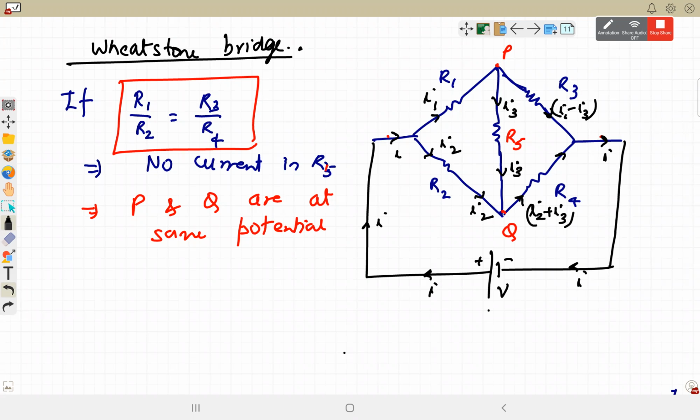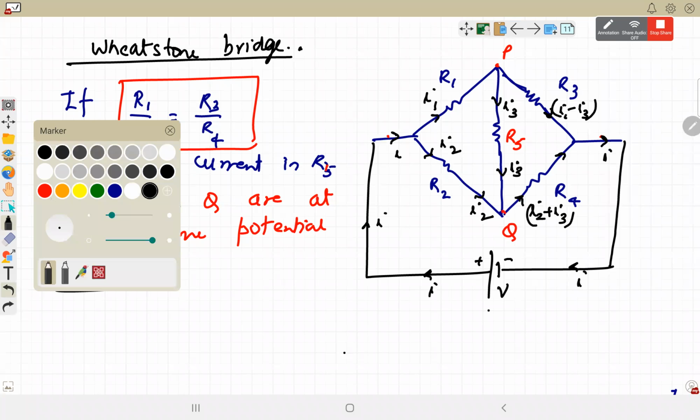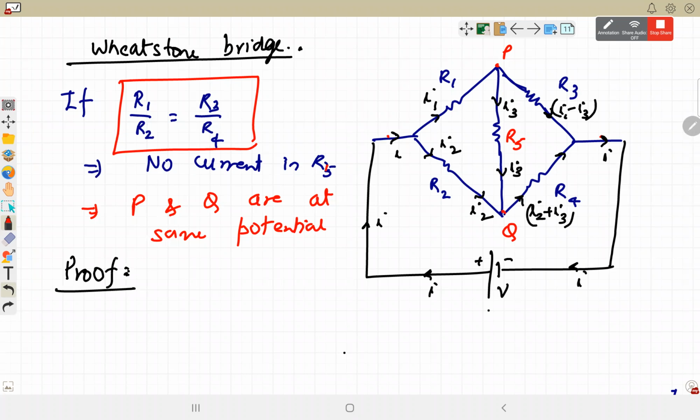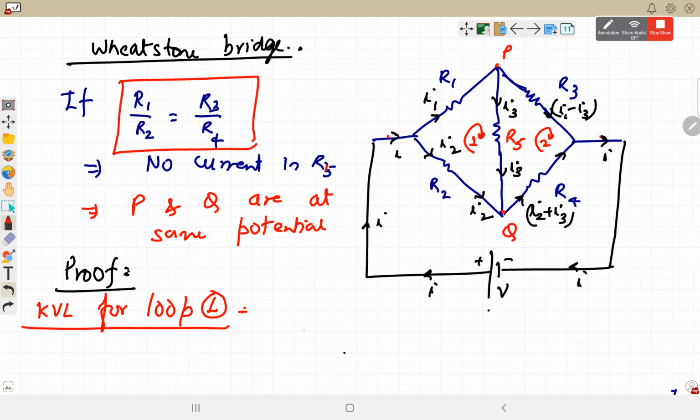Now we have to prove this condition. Write the equation for loop 1 and write the equation for loop 2. Loop 3 is not required; we will prove it from these two. Kirchhoff's law, also called KVL in short form. Kirchhoff's voltage law for loop number 1 is I1 R1 plus I3 R5 minus I2 R2 is equal to 0. This is the equation for loop number 1.